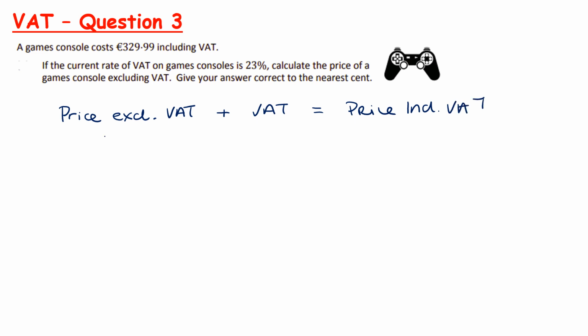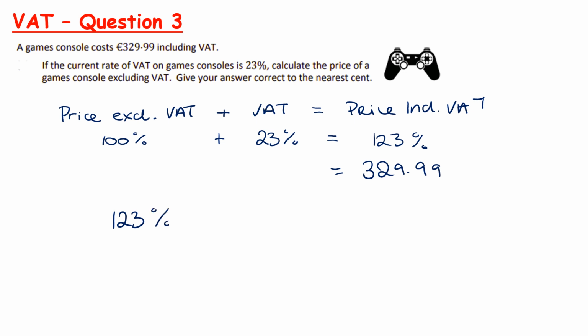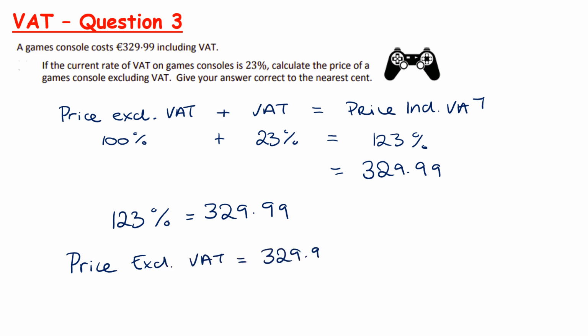So we have 100% plus 23% VAT means the price after VAT or including VAT is 123%, and that is $329.99. So I have 123% is equal to $329.99. I'm going to use my nice little shortcut for this. So price excluding VAT is going to be $329.99 divided by 123%, or 1.23 if you prefer your decimal.